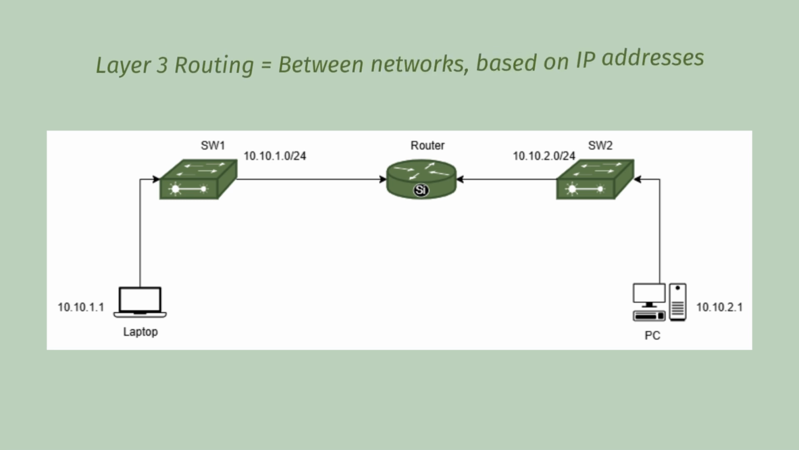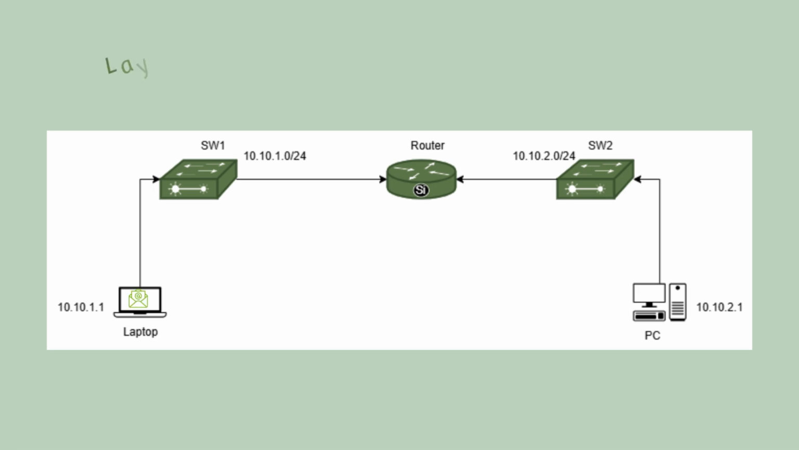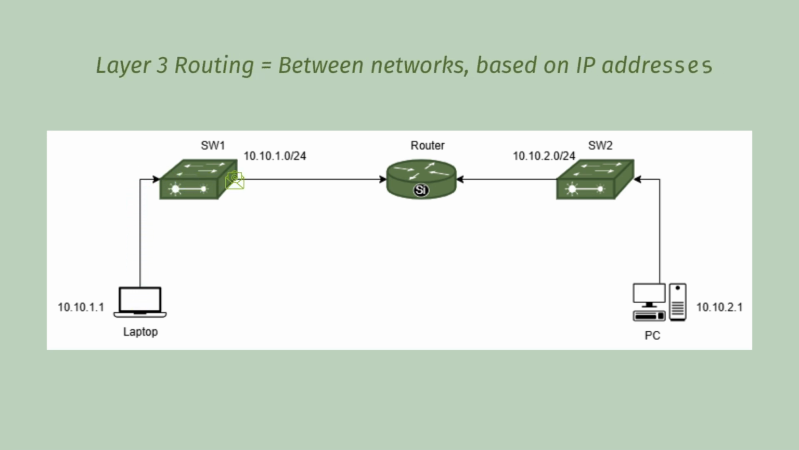Let's look at our second case. What if these two computers are on different subnets? In this case, the traffic has to go through a layer 3 device, which is a router. The router looks at the destination IP address, and then it checks its routing table and forwards the packet towards the right destination. In this case, it is the network that the PC belongs to. This process is called routing, and it's how traffic moves between networks or across the internet.